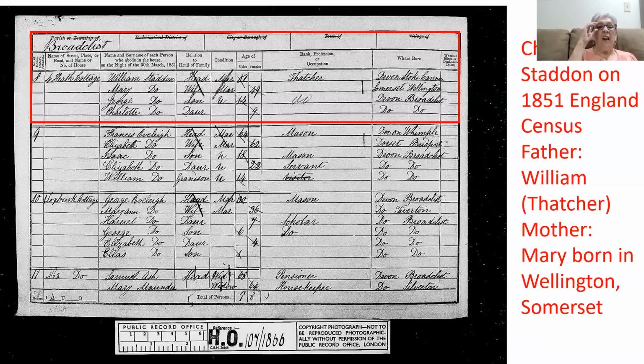So I wanted to see if I could find Charlotte on a census. She was born in 1842, and I think I found her on the census. There she is, Charlotte, born in Broadclyst, and her brother George that we looked at earlier, also born in Broadclyst, and Mary, born in Wellington, Somerset. So it's looking good. William Stadton, he was born in Stoke Cannon. So I think that was probably her, probably Charlotte.